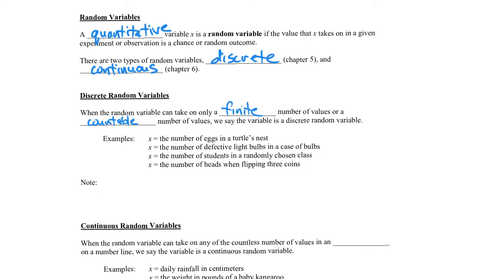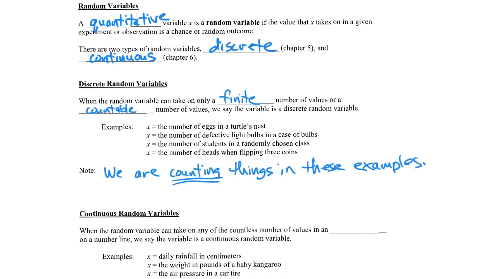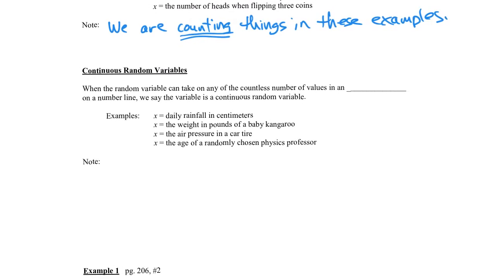So the note here is we are counting things in these examples. The key being counting things, right? We're going 1, 2, 3. We're not getting any kind of strange numbers. These are discrete random variables, nice, easy numbers to work with that we just count. And this is what we're going to study in Chapter 5. But then beyond that, we have to understand what continuous random variables are.